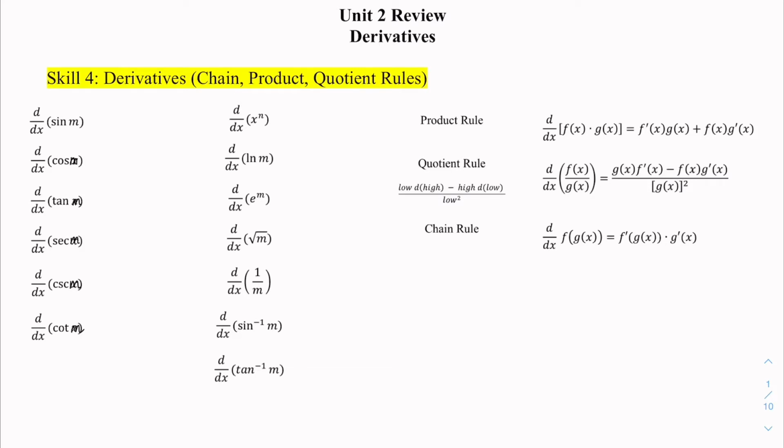So for instance, for sine monkey, the derivative, now keep in mind we're not taking the integral. That's backwards. We're taking the derivative of sine, which is just cosine monkey times monkey prime. The derivative of cosine is negative sine of monkey times monkey prime. So remember, when we're taking derivatives, if it starts with a co, this derivative will be negative.